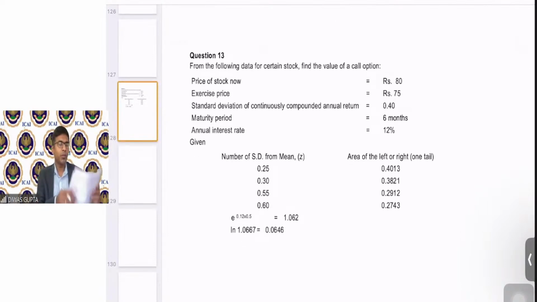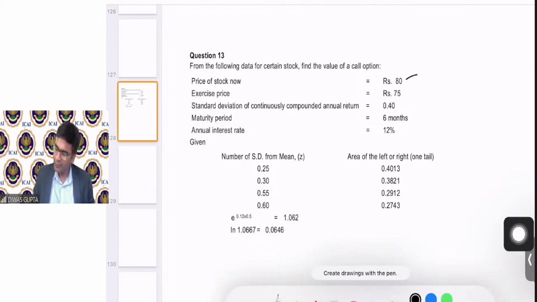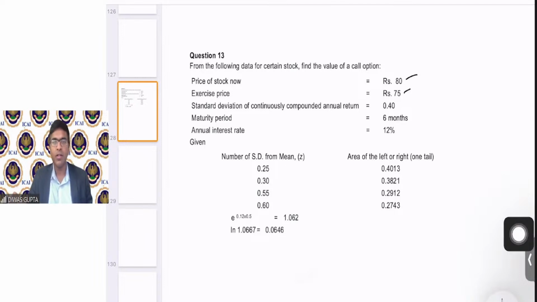Yes, so this is the question. Question number 13, students. This is again from the same assignment, yesterday's assignment that was uploaded. From the following data for a certain stock, find the value of a call option. It gives the price of a stock now, the exercise price, the standard deviation of continuously compounded annual return, which is 0.4, the maturity period of 6 months, and the annual interest rate of 12%.